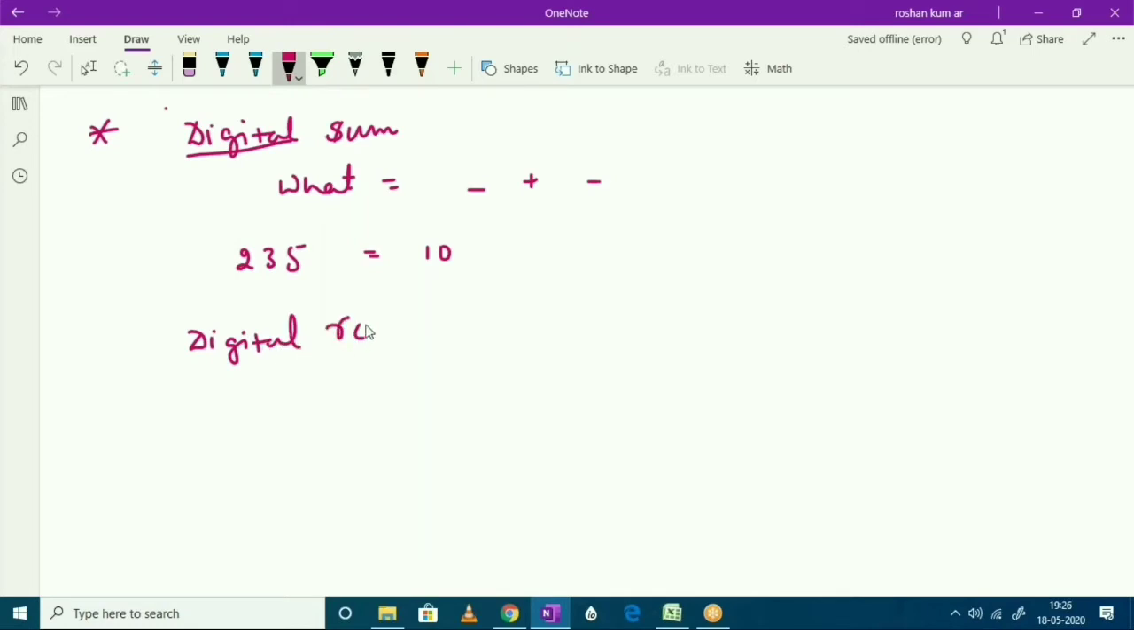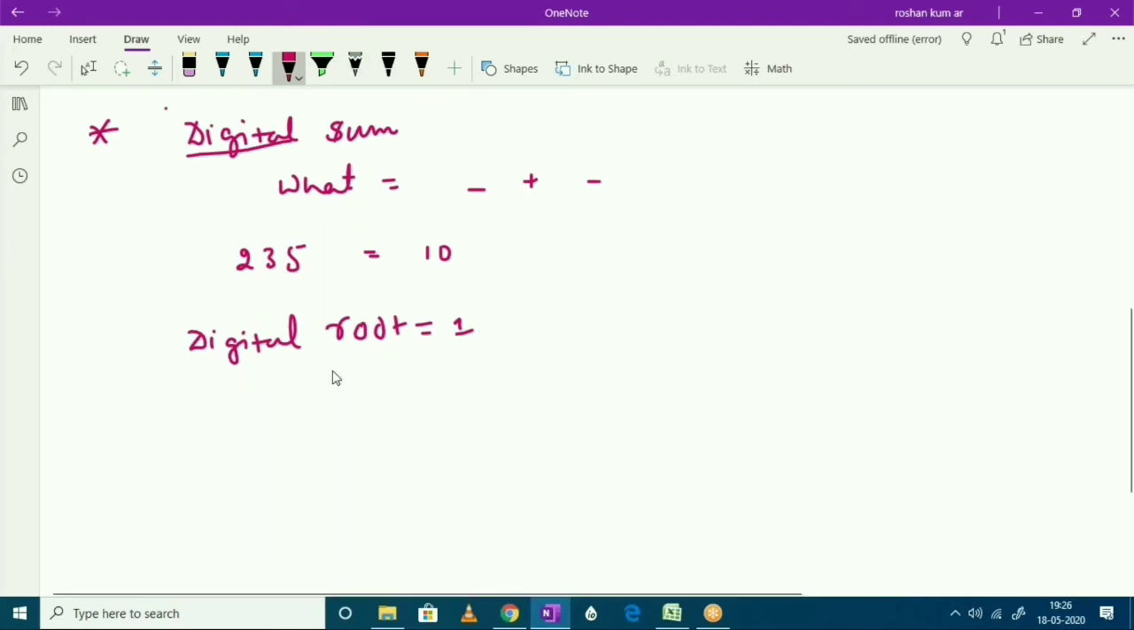What is digital root? Digital root will be nothing but the single-digit value of a digital sum. That is 1 plus 0 is equal to 1. That's how we call it digital root. So I'm telling you a very simple thing. Digital sum, digital root, a lot of books write the same thing only. You do not need to worry about that.